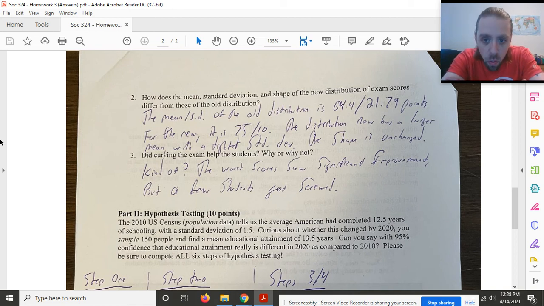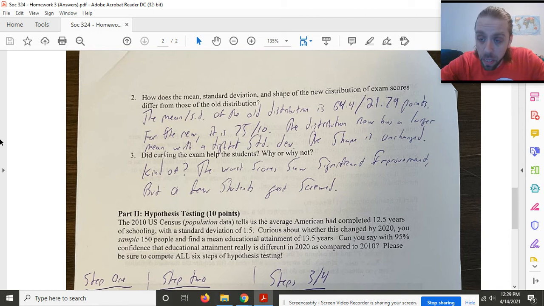The z-scores tell us the relative location within the distribution. So we haven't changed the shape. The distance between scores is actually still the same, but we have tightened up the standard deviation. Did curving the exam help the students?